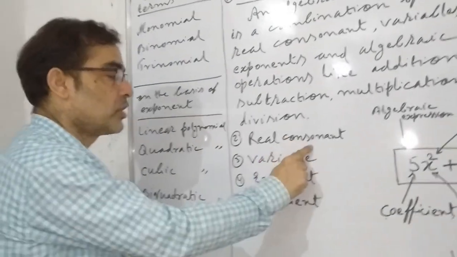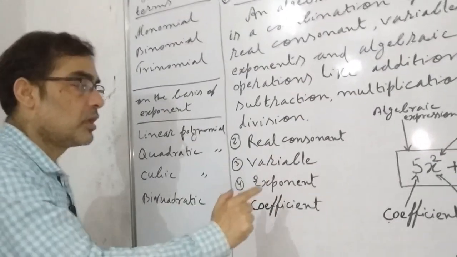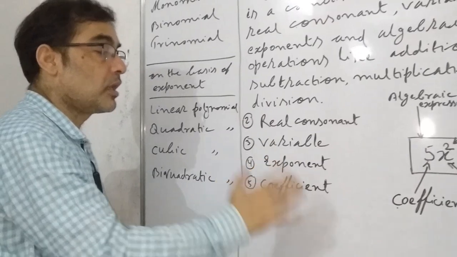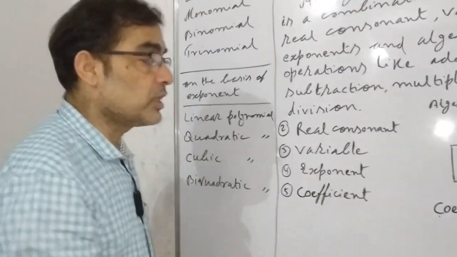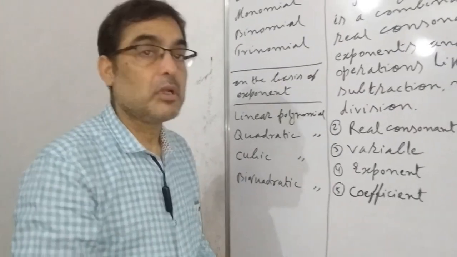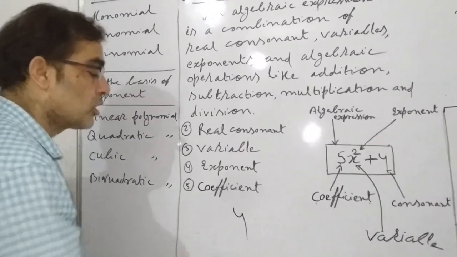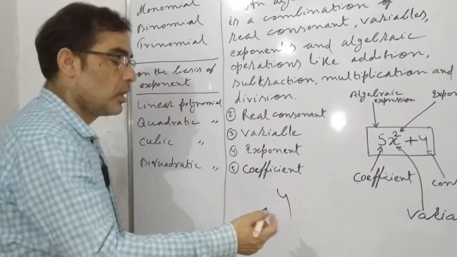What is real constant? Any number. First of all, you know about real. What is real? Any number is real. Any number is a real number. And what is constant? Constant is the number which cannot be changed. Suppose 4 is constant because 4 cannot be changed into 5 or 6.